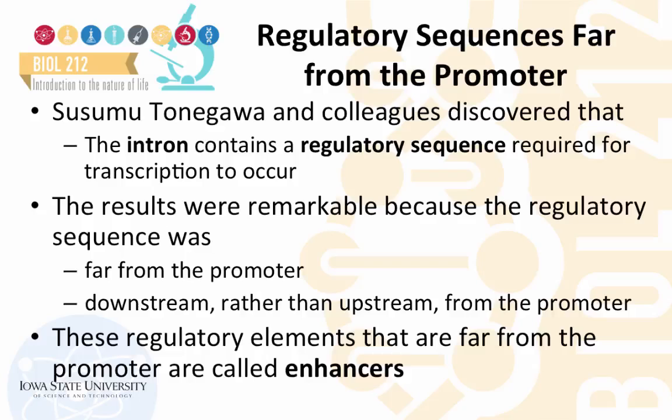transcription. There are other regulatory sequences that are far from the promoter. Susumu Tonegawa and colleagues discovered a regulatory sequence that was present in introns and was required for transcription to occur. These results were remarkable because they found that the regulatory sequence was far from the promoter and was present downstream rather than upstream from the promoter, within the actual sequence of the gene. Such regulatory elements that are far from the promoter are called enhancers.